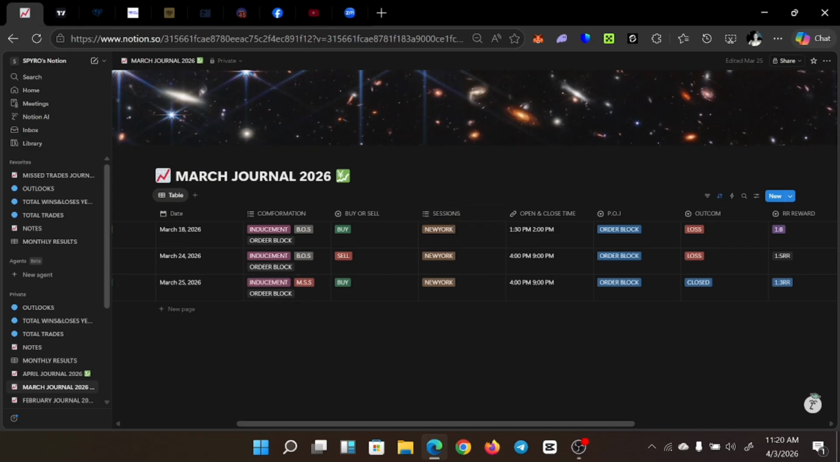And all my trades, I took them in the New York session, all of them. This one opened and closed between 1:30 and 2 o'clock, so within 30 minutes I was already out of that trade, hitting my stop loss. The second one I took by 4 o'clock and it took me out by 9 o'clock at night. The last one I took at the same time. So that is it for the month of March.